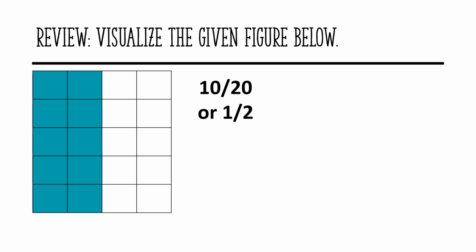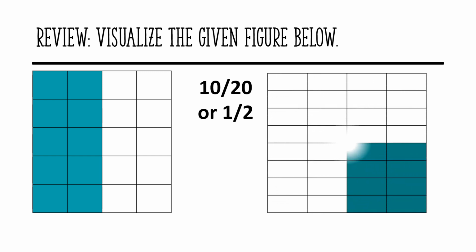So 10 over 20, we can simplify by using the divisor 10 over 10. 10 divided by 10 is equal to 1, and 20 divided by 10 is equal to 2. Therefore, 10 over 20 is equal to 1/2. Good job. Okay, look, figure number 2. Can you visualize the equivalent fraction? Yes, we can. How much is it? All right, 8 over 32, or 1/4.